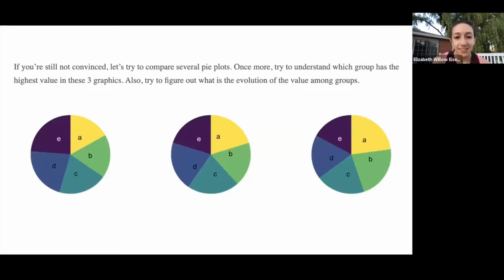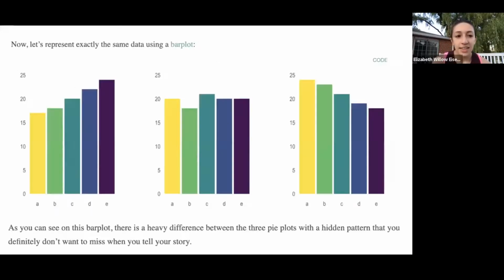So if you're still not convinced, consider 3 different pie plots. They have different values, but it's hard to tell how D is evolving. What is the proportion in D in the first as opposed to the second and the third pie chart? It's really hard to tell, right? So I would argue that bar plots are a lot better.